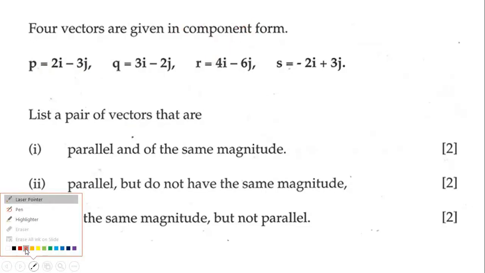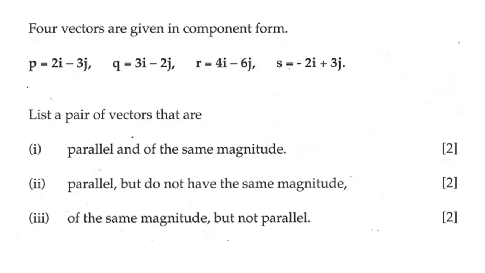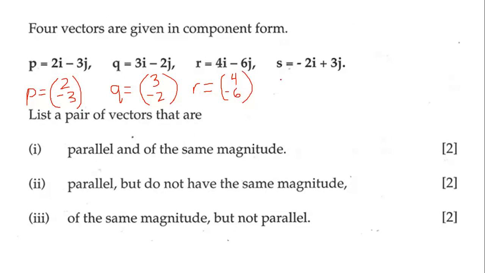Now, some of you may be more familiar with writing vectors not in component form, but in column form, or the column representation of a vector. And so let's do that. Let's write these vectors, which are written in component form, and translate them into column form. And so we have 2 and negative 3. So this is the vector p written as a column vector. And we have the vector q. Written as a column vector, the vector q would be 3 on top, and of course, the negative 2 at the bottom. And then we have the vector r. Written as a column vector, the vector r is 4 on top and negative 6 at the bottom. And we have the vector s. The vector s, written as a column vector, is negative 2 on top and 3 at the bottom.